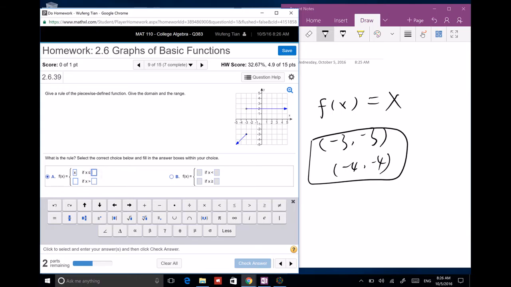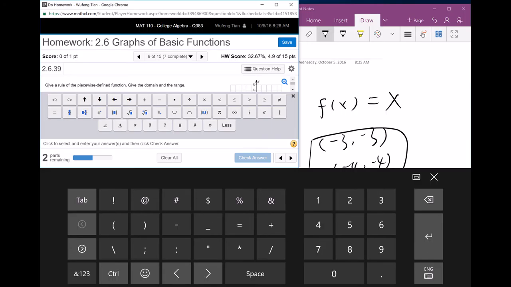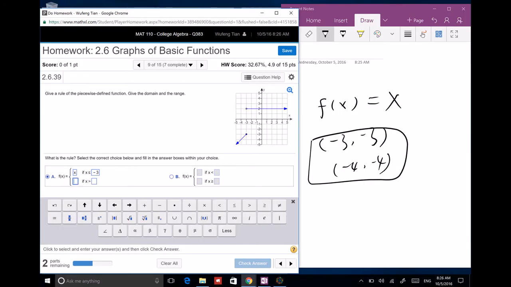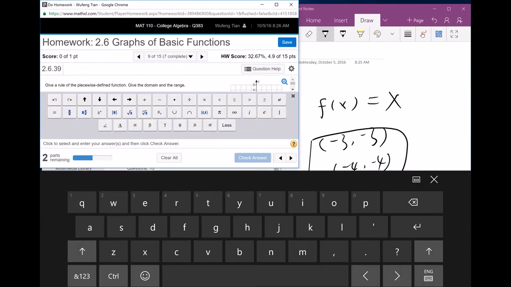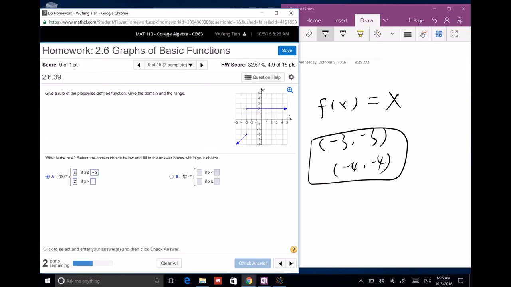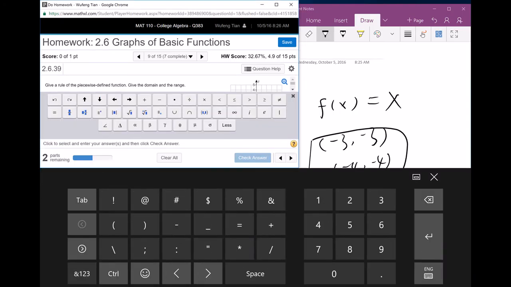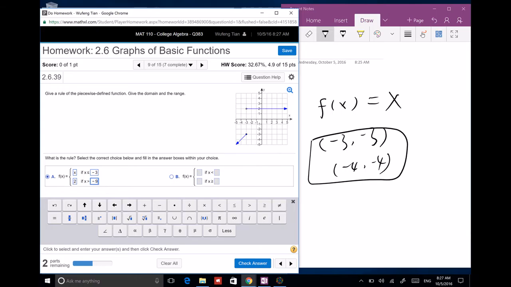The second function is for x less than or equal to -3. The second one is just a constant function, positive 2. And you also have x bigger than -3.